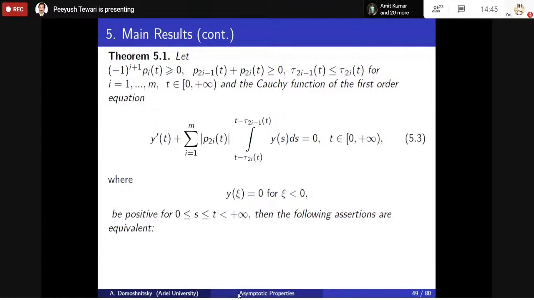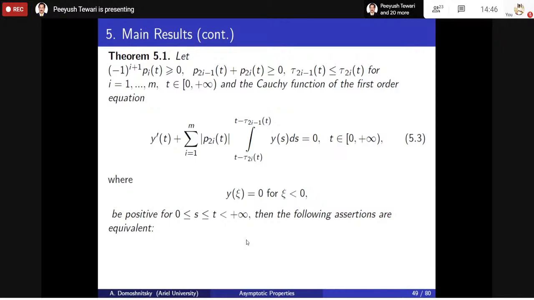Let us assume that the coefficients are positive, negative, positive, negative, positive, negative, and that the delays of the corresponding positive coefficients are less than the delays of the corresponding negative ones. That's all we need. And the Cauchy function of the first order equation 5.3 is positive.